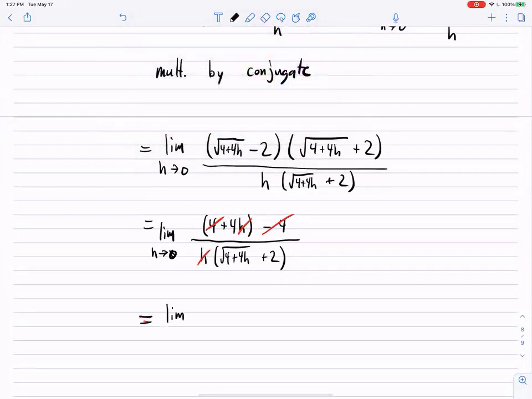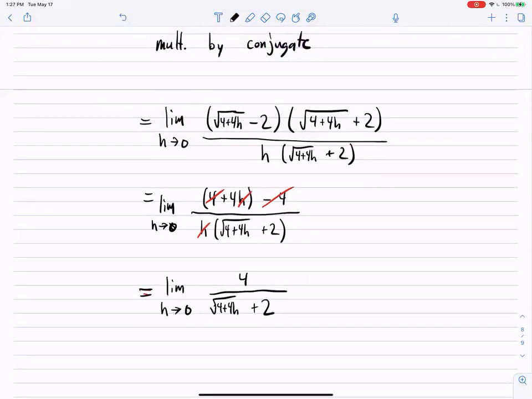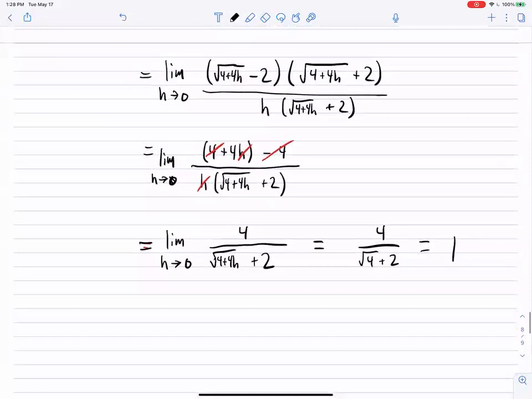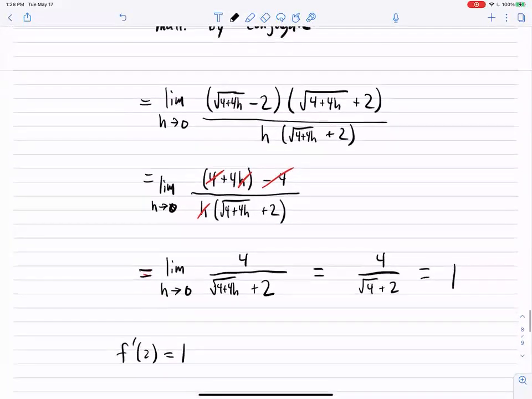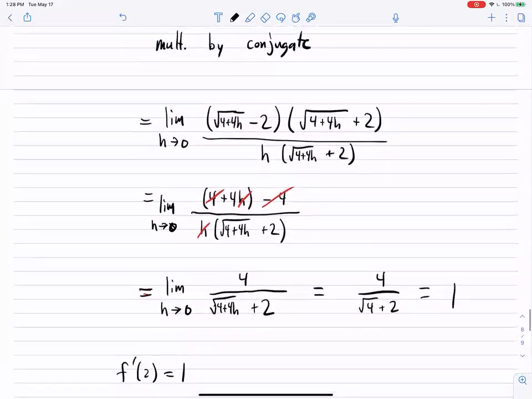This becomes the limit as h approaches 0. And then it's 4 on top now. And then on the bottom, it's the square root of 4 plus 4h plus 2. But now we're in position to plug in 0. And so if you plug in 0, this becomes 4 over the square root of 4 plus 2. That just equals 1. And so f prime of 2 is just equal to 1. So the slope of the tangent line at x equals 2 for this particular function is 1.